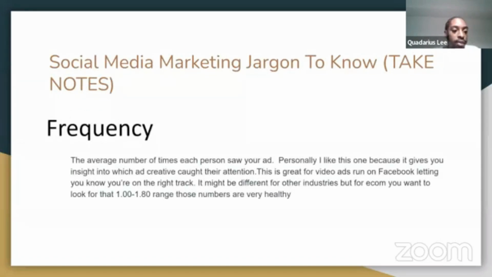Next, you have frequency. So the average number of times each person saw your ad. Personally, I like this one. It gives you insight into which ad creative caught their attention and for how much time it caught their attention. This is great for video ads run on Facebook, letting you know that you are on the right track. It might be different for other industries, but for e-com, you want to look for that 1.0 to 1.80 range. Again, it looks confusing now, but I will show you what the numbers look like here pretty soon.